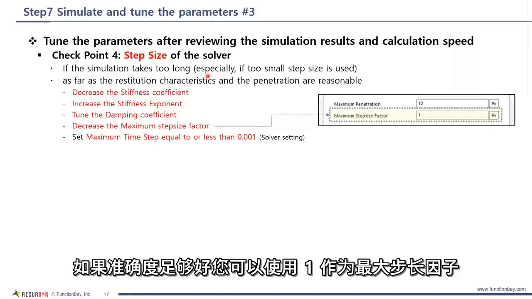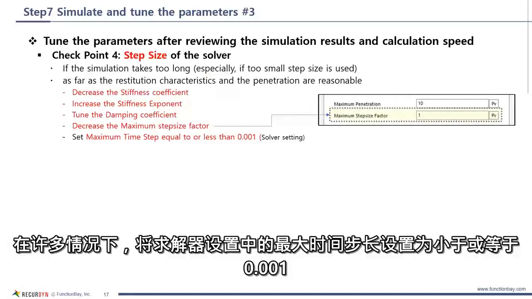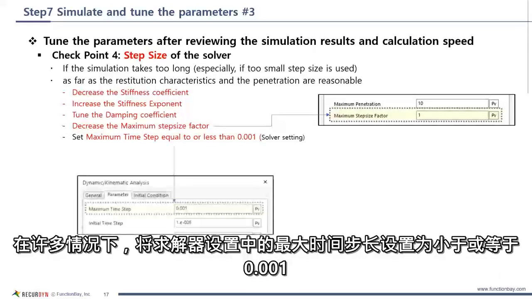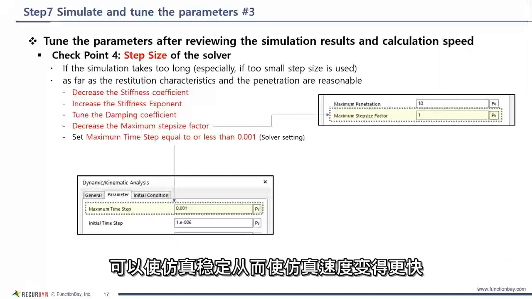If the accuracy is good enough, you can use 1 for the maximum step size factor. In many cases, setting maximum time step in solver setting less than or equal to 0.001 can make the simulation stable, so the simulation speed gets rather faster.